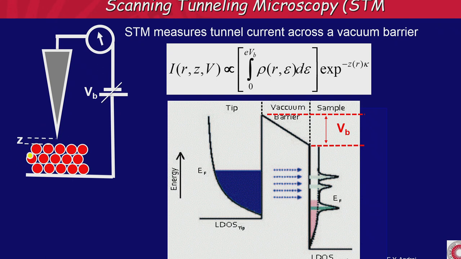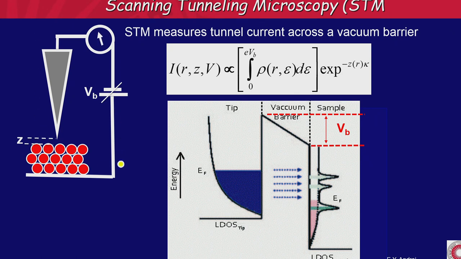Okay, so the idea is the following. Take a sharp metallic tip and bring it close to a surface, put in a battery and an ammeter to measure current, and you bring it closer and closer until you start seeing a current here, and that's when you stop. Now you have to make sure that you don't actually touch the surface. So that's how you do it.